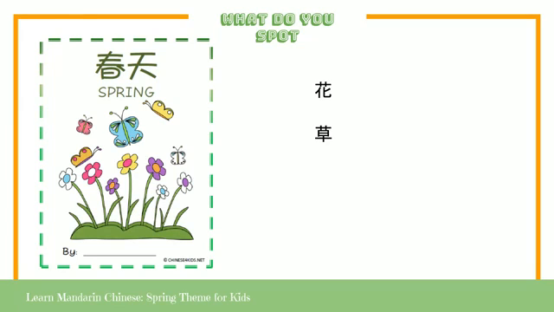Grass. You are right. 草. 蝴蝶. Do you see them? Do you spot 蝴蝶 in the picture? Yes, 蝴蝶 are butterflies. So you saw them, right? 春天 is the spring. That's the title of this page. So you see 花, 草, 蝴蝶, and 春天.